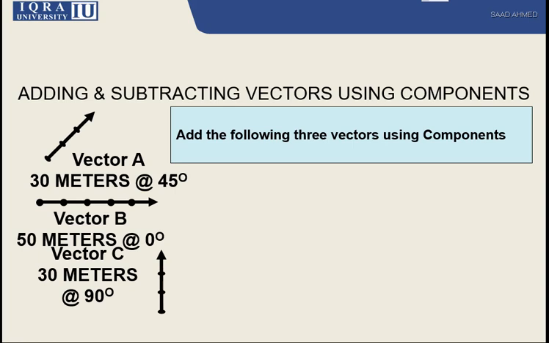Now we have a vector with the magnitude and the direction. Vector A has 30 meters, that is magnitude, and 45 degrees is the direction. Then vector B here is 50 meters and 0 is the direction because it is lying straight on the x-axis, right? And vector C is 30 meters and 90 degrees, and you can see this is 90 degrees and 30 meters is the magnitude.